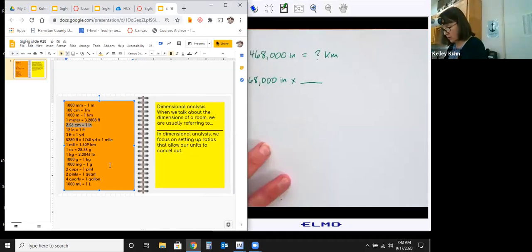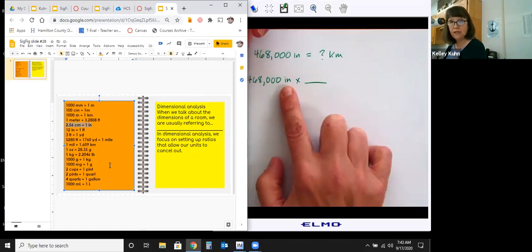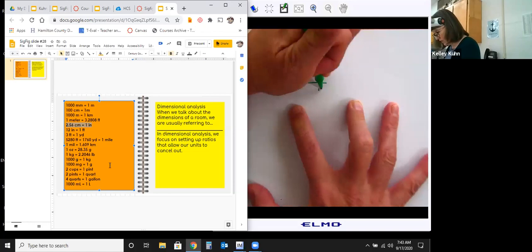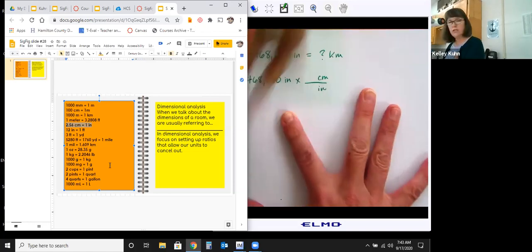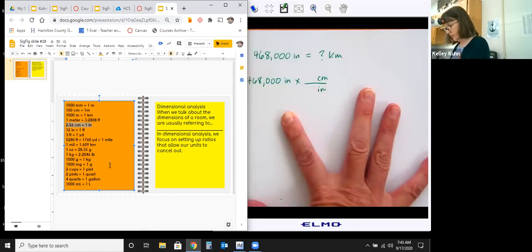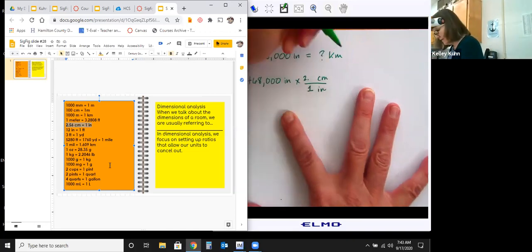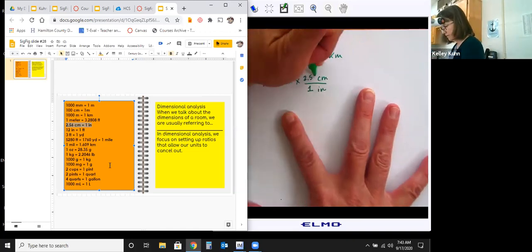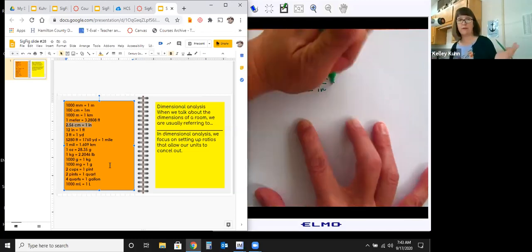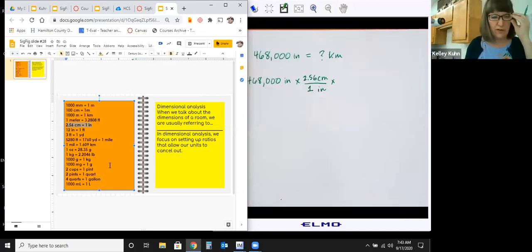So what unit's going to have to be in the denominator? Well, the one I start with, inches. And then I can go to centimeters. So what's the relationship between inches and centimeters? Well, according to this, 1 inch is 2.56 centimeters. Okay, still not to kilometers, but how can I get closer to kilometers? So let's see if I can find something that takes me from centimeters closer to kilometers. And I do have something.